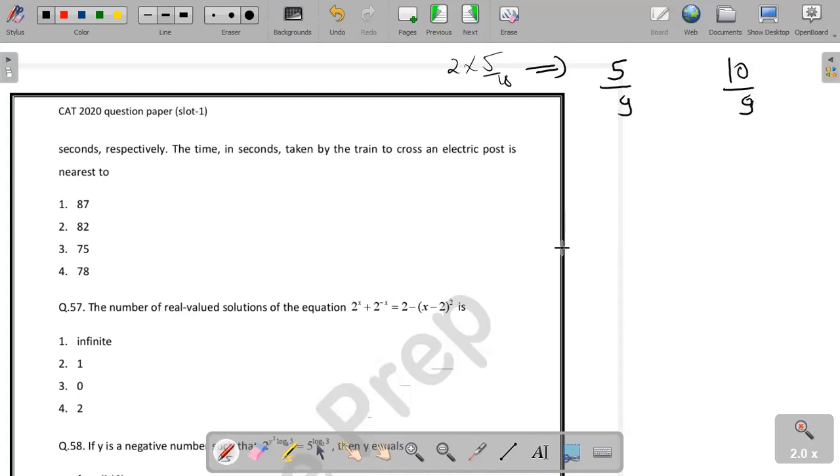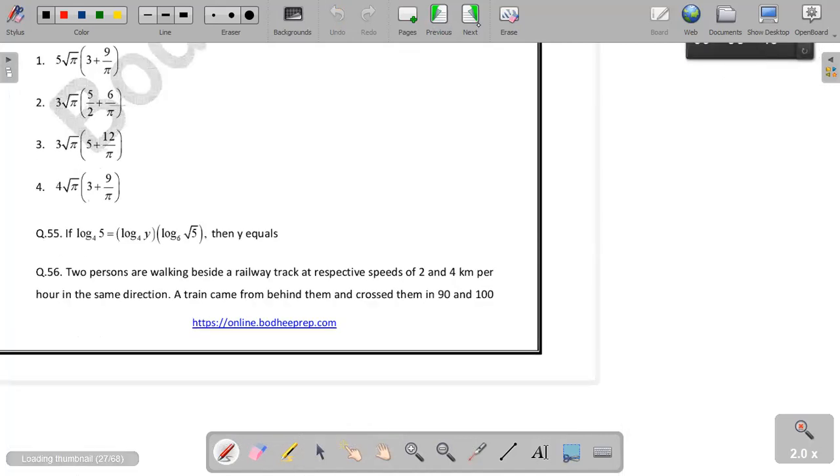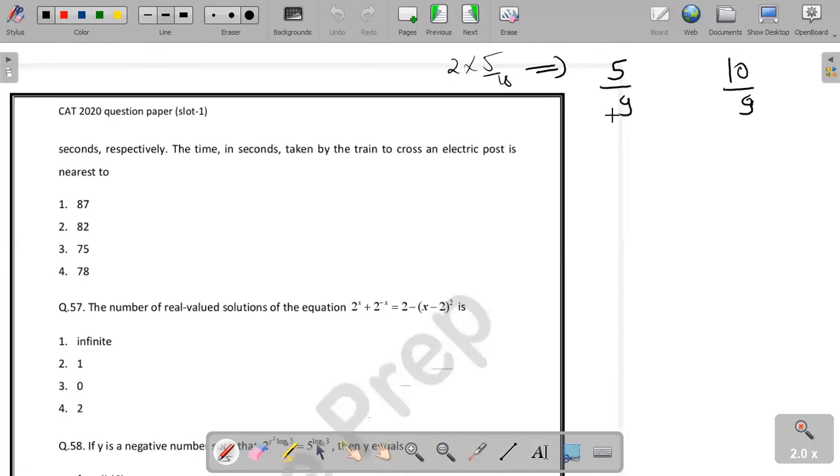So they're walking, and the train covered the first person in 90 seconds, and the other in 100 seconds. Fine. Then the time taken by the train to cross an electric post. Let the length of the train be L. For the first guy, they are running in the same direction. If the speed of the train is X, and the boy's speed is 5 by 9, I will get 90 seconds. Perfect. So if I take the LCM, that would be L by 9x minus 5 is equal to 10.